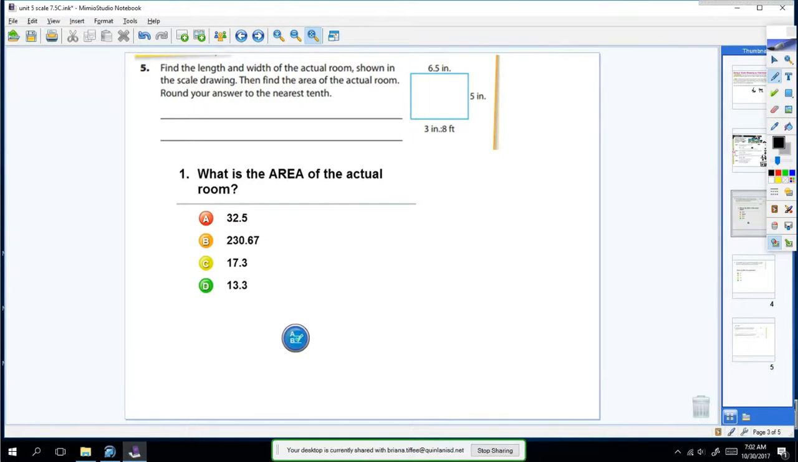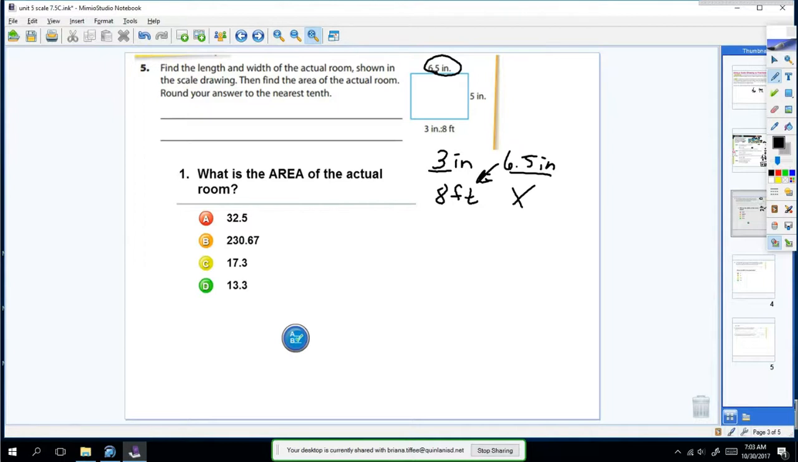So it says, find the length and the width of the actual room shown in the scale drawing. Then find the area of the actual room. So again, we're going to do the same thing. We're going to have to change these dimensions to feet, using the ratio for every 3 inches, it is 8 feet. So the first one we're going to change is 6.5. You're going to put 6.5 on top because it's inches as well. So you're going to do 6.5 times 8.